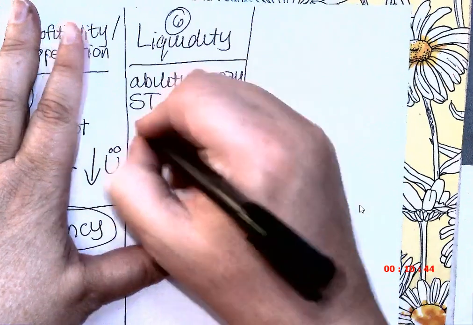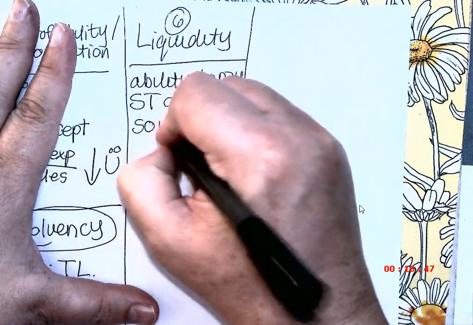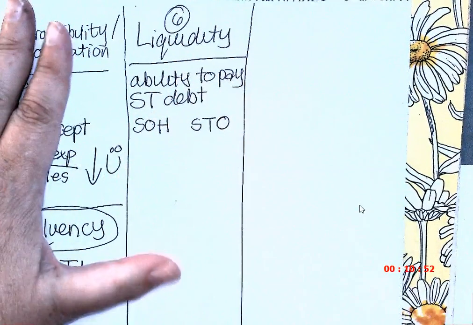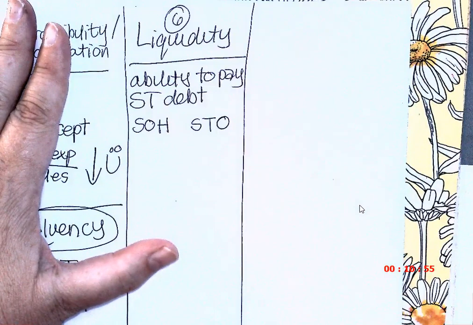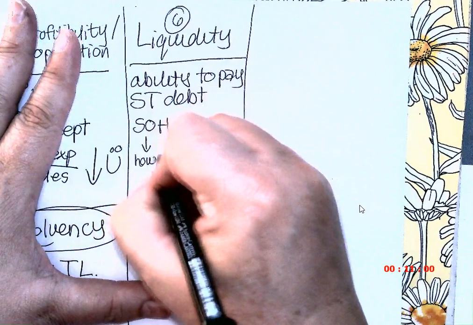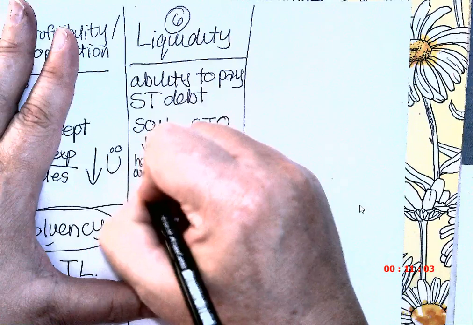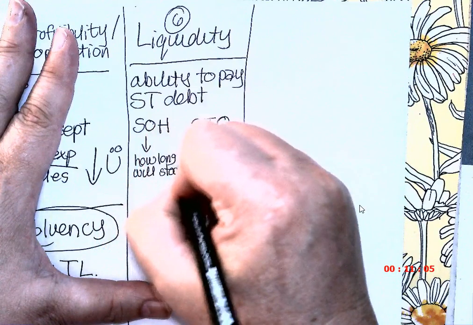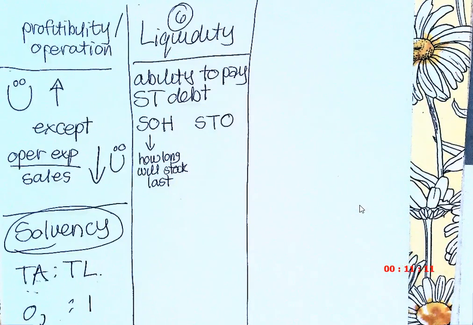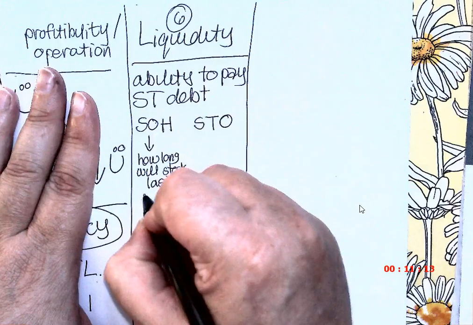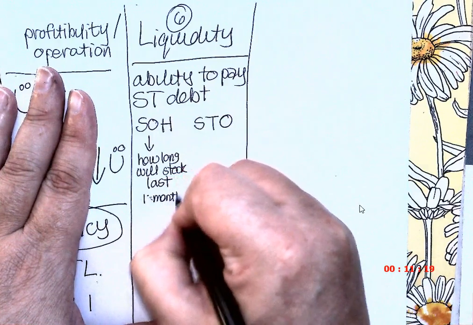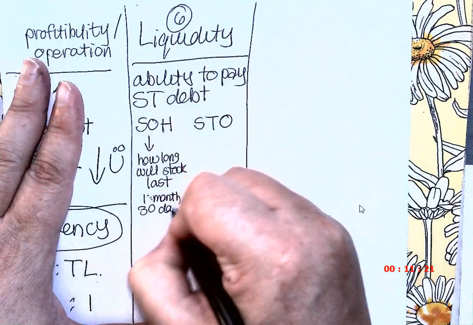So I've got stock on hand and I've got stock turnover. Right. What is stock on hand? Stock on hand is how long will stock last? In other words, the answer will be, oh, I have stock that will last me for what? For 1 month, 30 days. Ne?